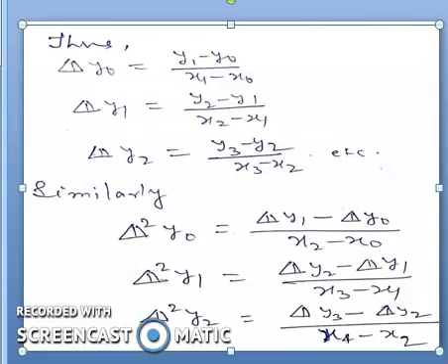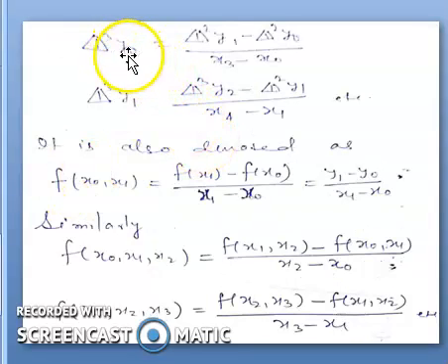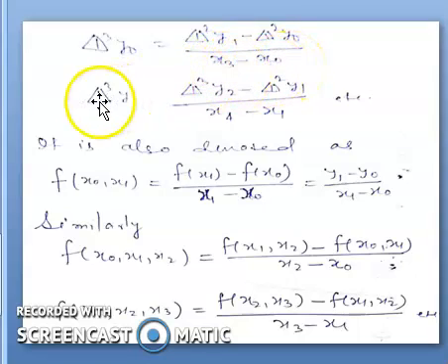Now in the sequence of first, second and third order, del cube y0 equal to (del square y1 minus del square y0) divided by (x3 minus x0), and del cube y1 equal to (del square y2 minus del square y1) divided by (x4 minus x1), etc. This result can also be denoted as f of x0, x1 is (f of x1 minus f of x0) divided by (x1 minus x0), that is (y1 minus y0) divided by (x1 minus x0).